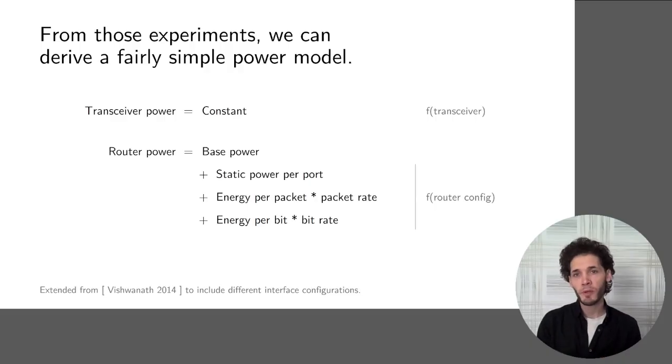From those experiments, we can compile the data down into a power model, which is very simple, that assumes that the transceiver power is a constant. And then on the router side, you have a base power, which is the device on its own, plus a static power per port that will depend on the configuration of that port. And then you have the dynamic cost, which is a unit cost per packet you forward, right? Which corresponds to the cost to process the header. And then you have a unit cost per bit for transmitting the bit from input port to output port.